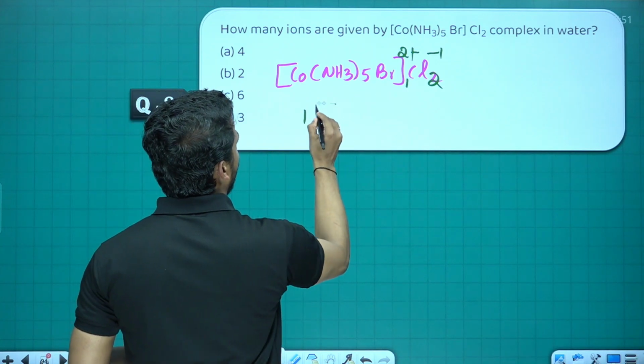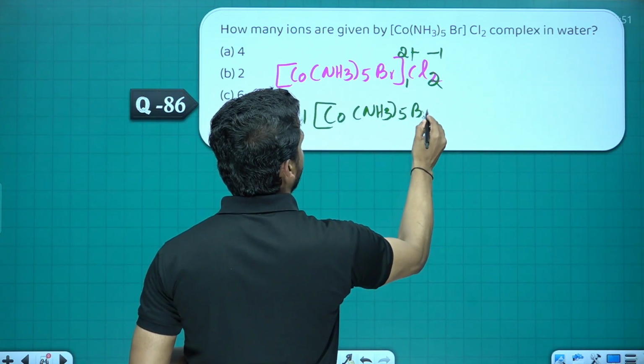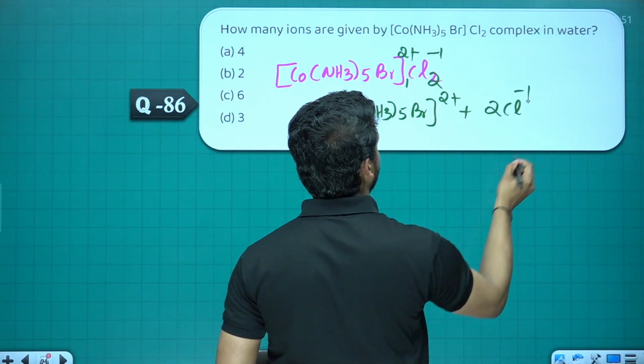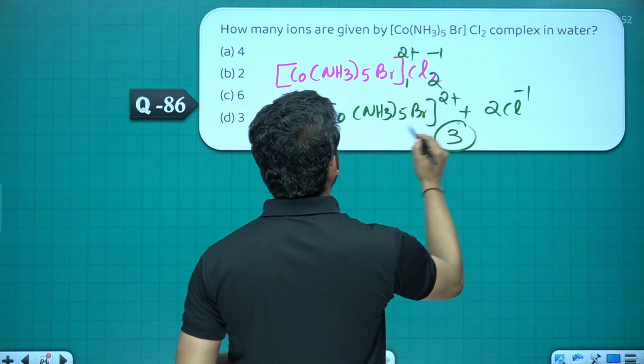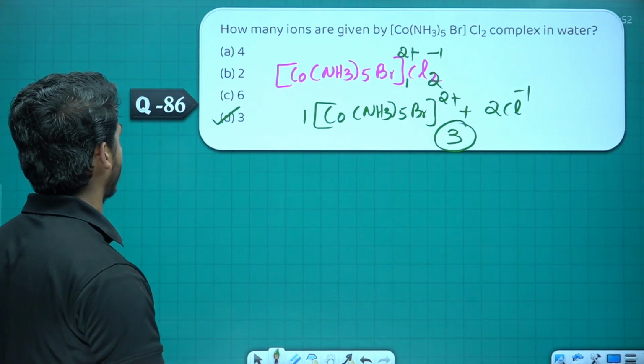So 1 [Co(NH3)5Br] with the charge 2 plus and 2 chlorine with the charge minus 1. 1 plus 2, total, it will give you how many ions? 3 ions can be given by this complex.